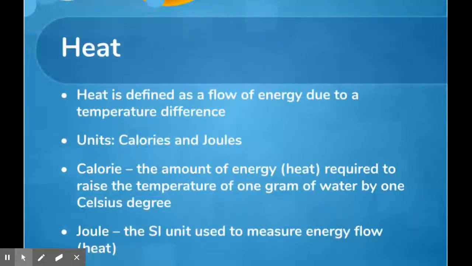Next, we want to talk about heat. Heat is defined as a flow of energy due to a temperature difference between two objects. We have two different units that we'll use to measure heat, and they are calories and joules. A calorie is the amount of energy or heat required to raise the temperature of 1 gram of water by 1 degree Celsius. A joule is the SI unit used to measure energy flow.